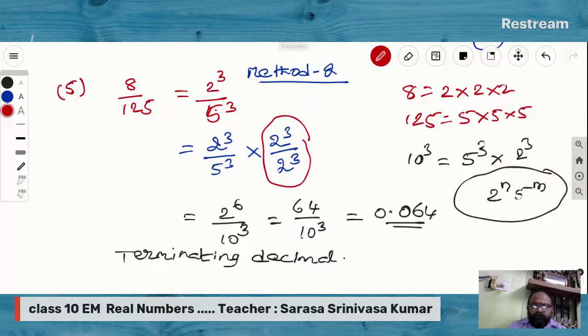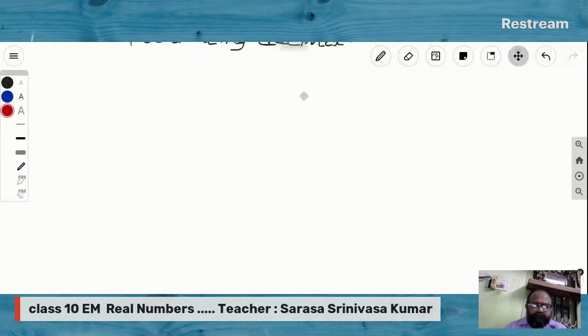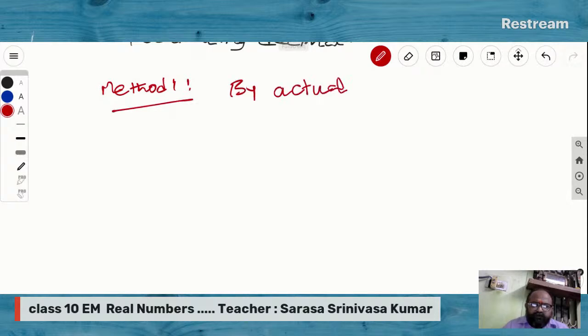This is method 2, without actual division. Now method 1. Method 1 is by actual division.